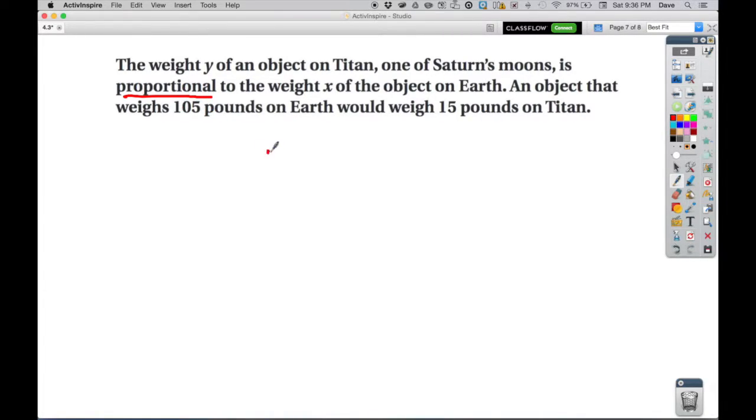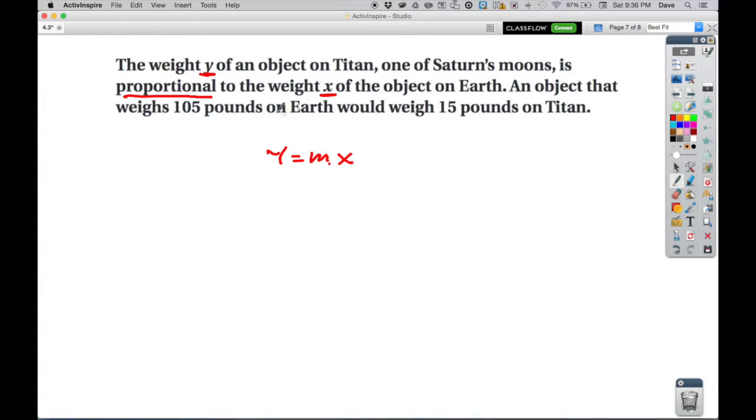It's saying it's proportional. The moment I see that, I know my equation is going to look something like this: y equals m times x. They've even given us our variables. So they're saying if you know the weight of the object on Earth, that's your independent variable because they've assigned it x, it'll tell us the weight of the object on Titan, one of Saturn's moons. Okay? Alright, so what we need is m. We need that constant of proportionality.